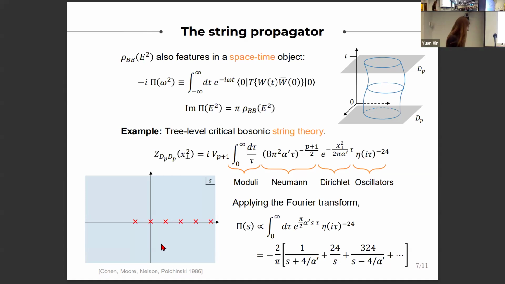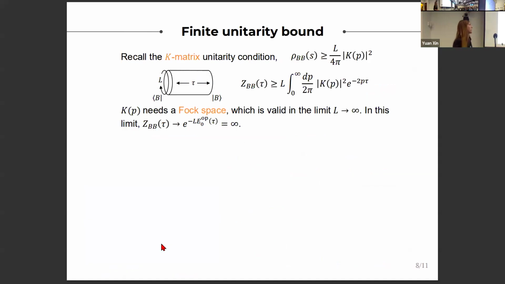Okay, so now that we've understood that the spectral density is a very meaningful object, we can go back to the bound and understand the implications. Recall this is the bound we found, but the K matrix, which is what we needed for bootstrap, is bounded by the spectral density.